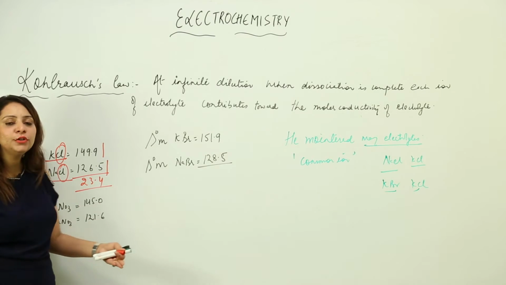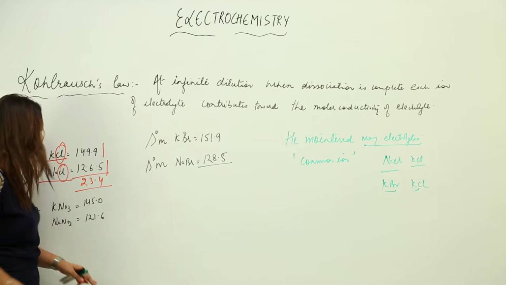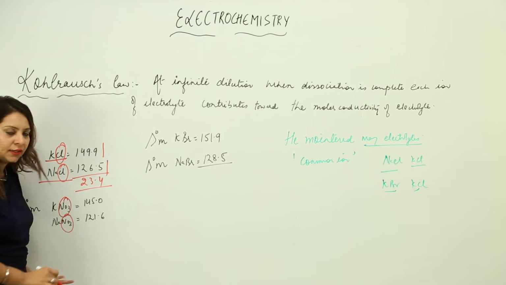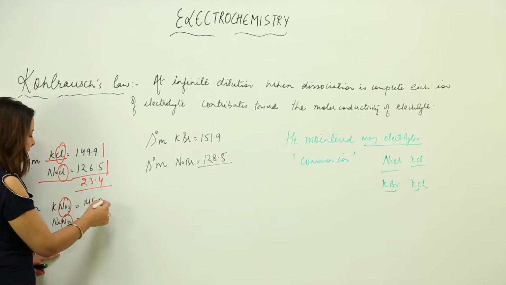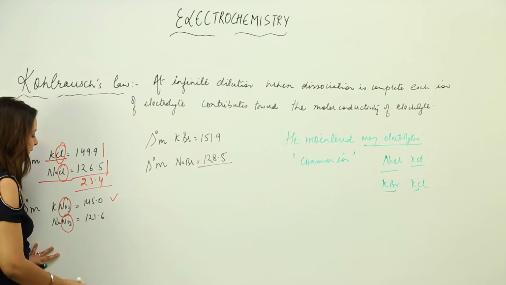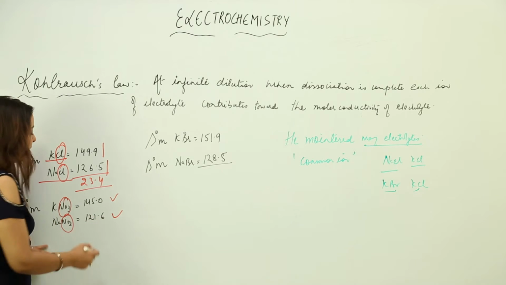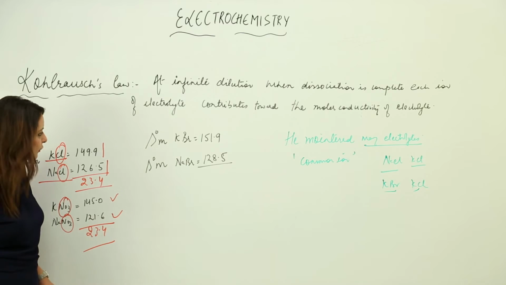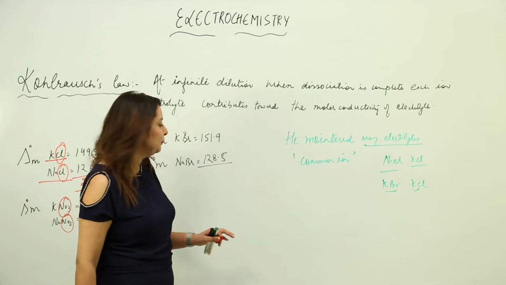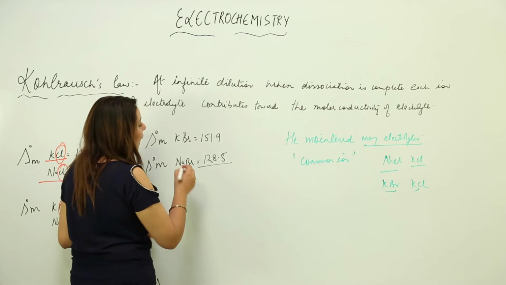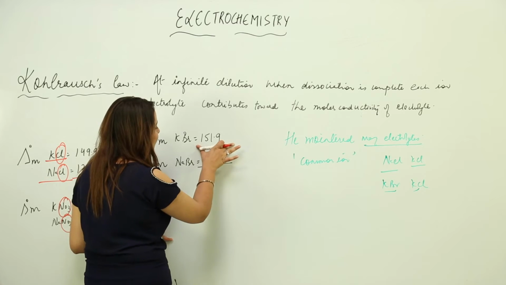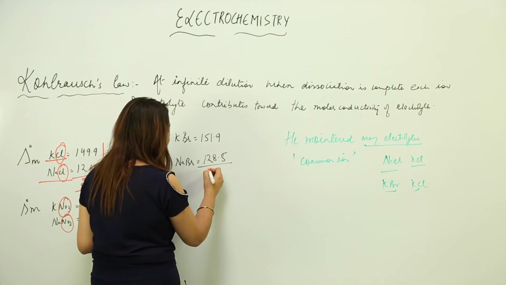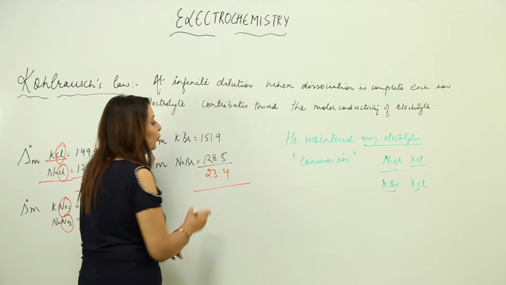Right. Now I am going to take other electrolytes which have a common ion, like KNO3 and NaNO3. Here the common ion is nitrate, and the molar conductivities respectively are 145 and 121.6. If I take the difference, again the difference comes out to be 23.4. Likewise, let us take another example. It's KBr and NaBr, and their molar conductivities are 151.9 and 128.5. Let us take the difference; again it comes out to be 23.4.